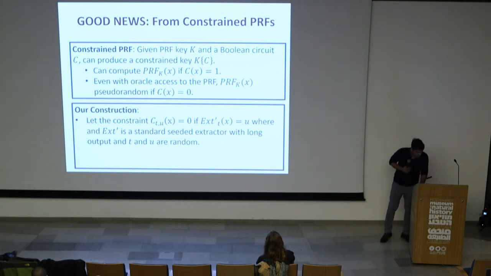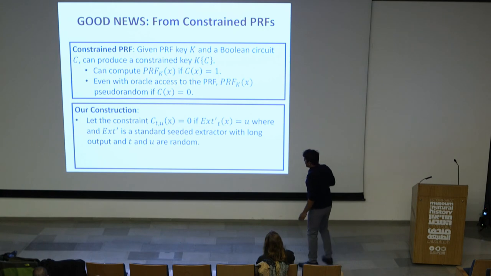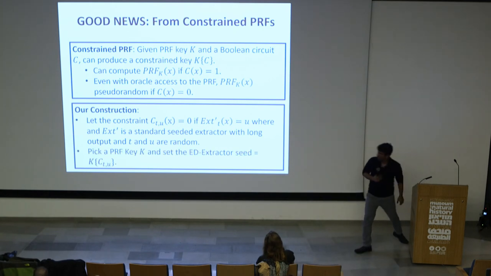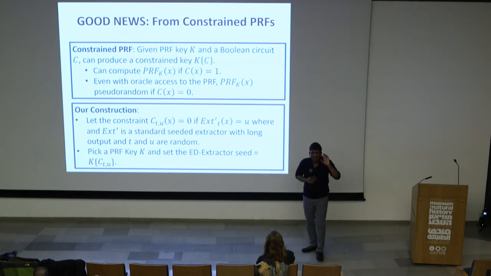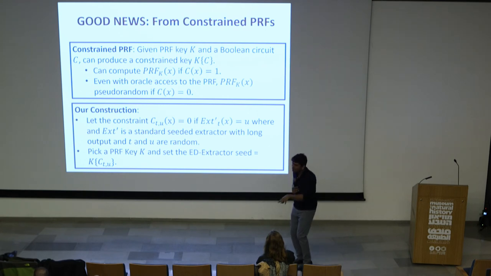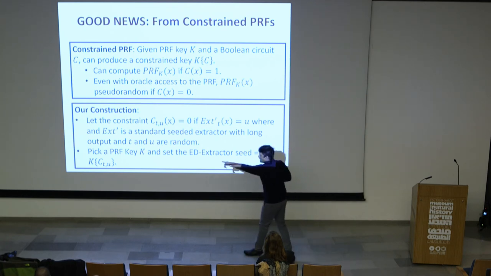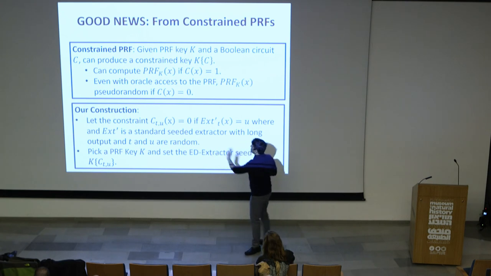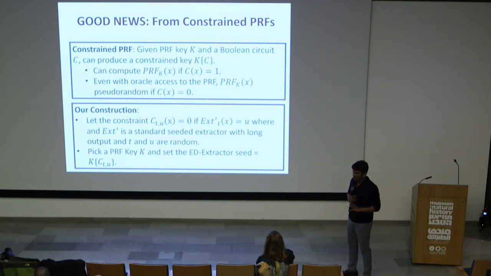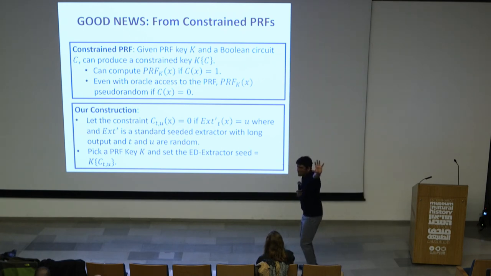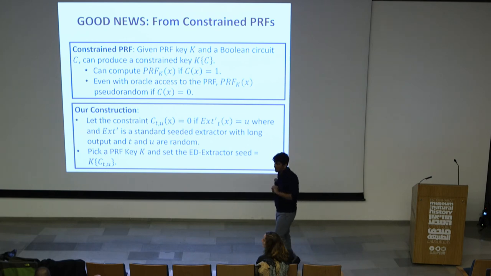Okay, so what I want to do, start from the second line. I am going to pick a PRF key, and I am going to let the extractor be the PRF evaluated on X, except not the PRF with the PRF key K, but rather the PRF using the constrained key. This notation means the PRF key is constrained on the circuit. That's the extractor. So what the extractor gets is really oracle access to the PRF truth table, except some parts are wiped out. This is the actual construction.